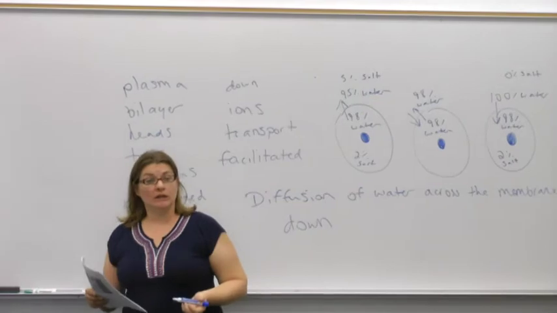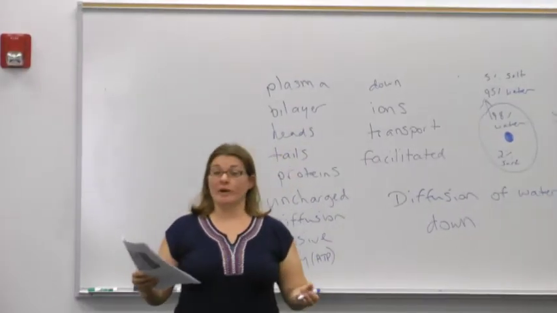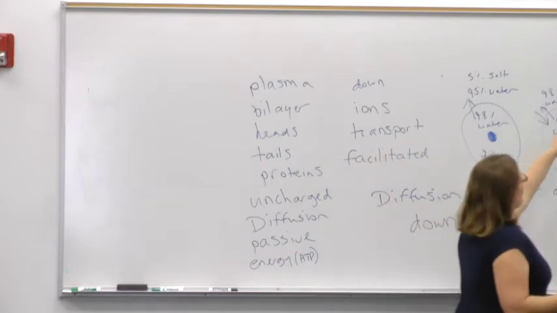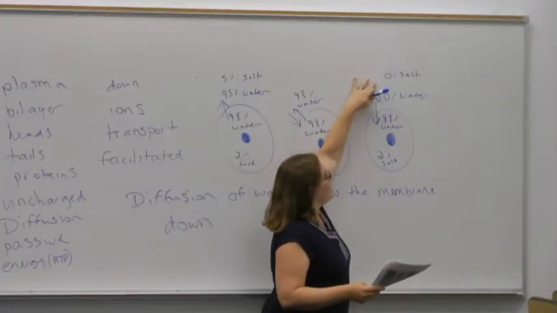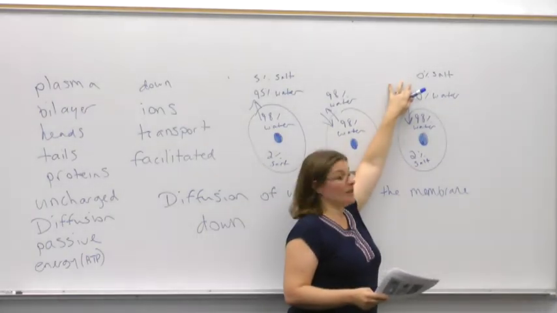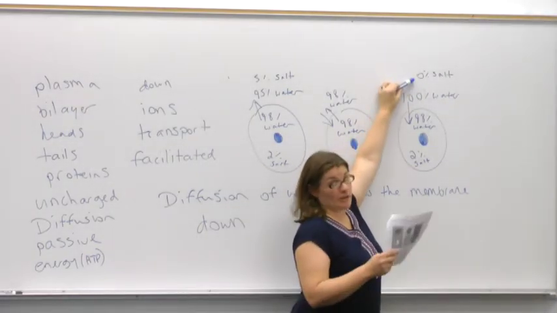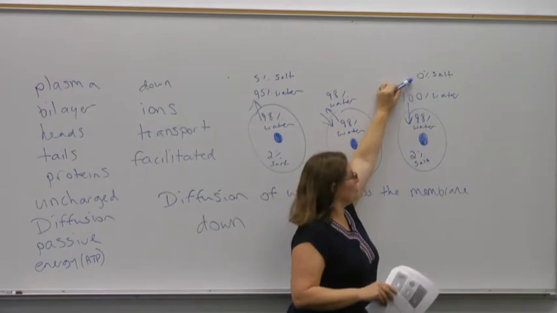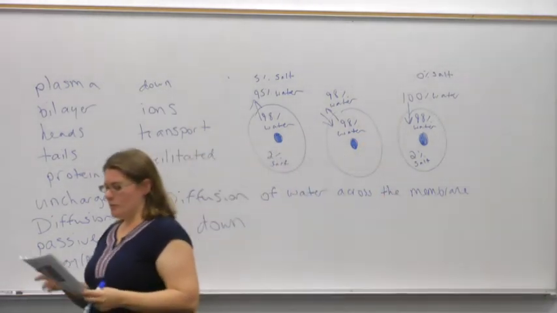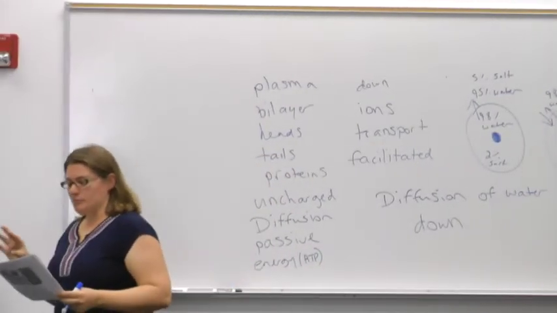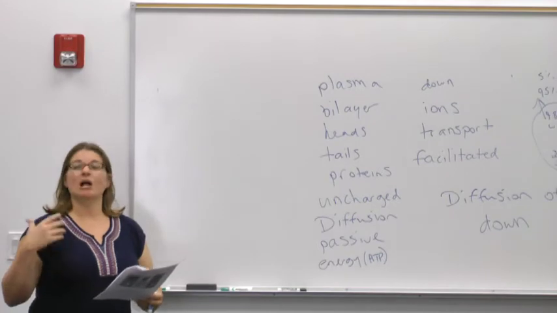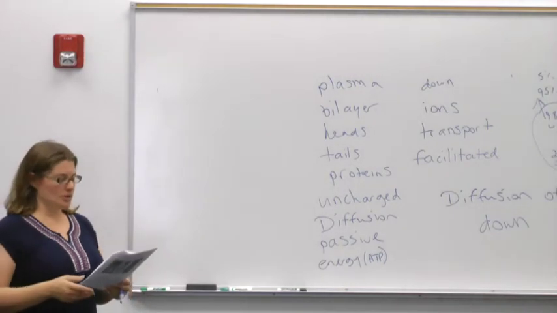Hypo means what? Less, low, right? Hypo means low or less solute. So this solution outside the cell would be an example of a hypotonic solution. It has very low, really no solute. Okay? So that's what those words mean. Iso means same, hyper means more, and hypo means low. And what you're referring to here is solute, so dissolved sugars or salts.